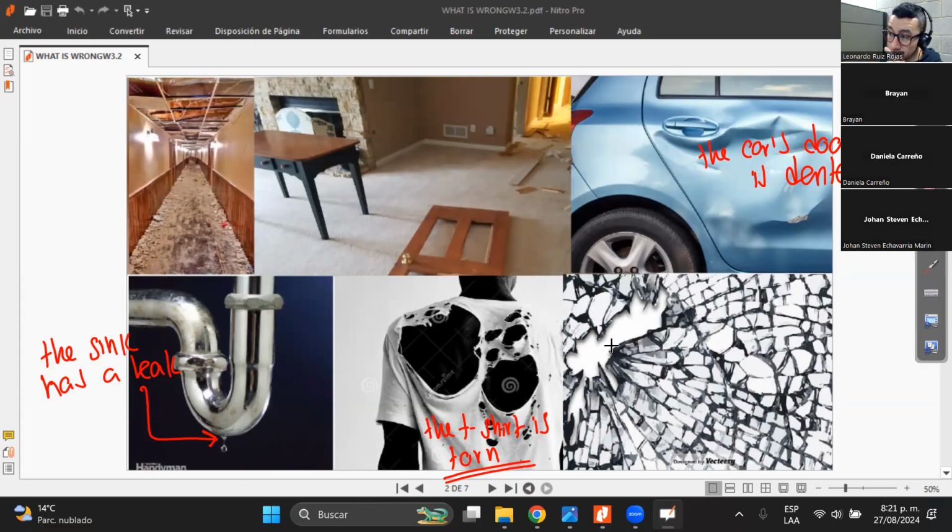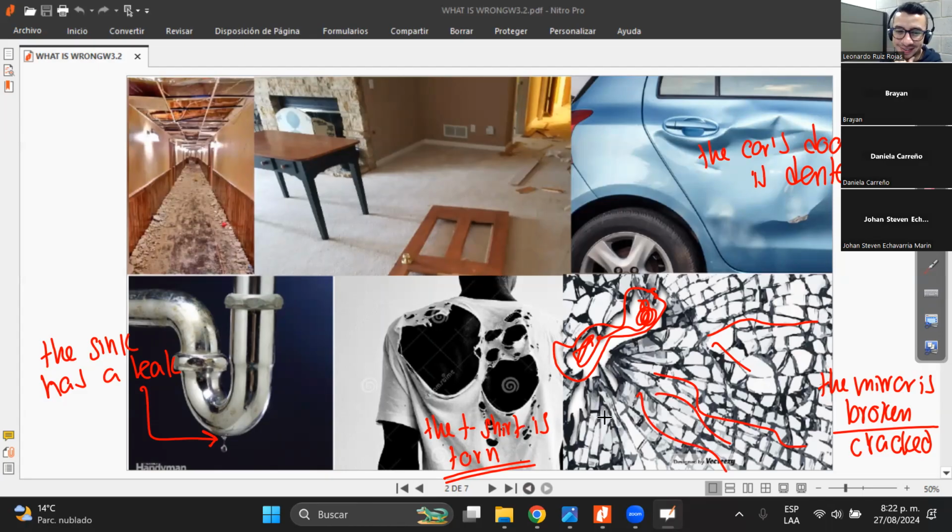The mirror is broken. Okay, very good. I'm not sure if it's a mirror, but let's say that it's a mirror. So the mirror is broken. Also, I can say cracked, because it's cracked. Okay, so it could be. But all of these ones are cracks. Here, what we can say is broken, no? So there is a very big break in the mirror, but all of the others are cracks, no? So it could be both. Okay, muy bien, very good.